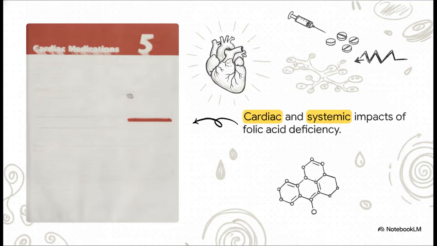You know, it's actually pretty interesting. You'll often find folic acid grouped right next to cardiac and systemic medications in your clinical references. And why is that? Well, it's because a deficiency doesn't just cause a simple anemia. It creates this widespread, cascading systemic effect. We're talking about elevated homocysteine levels, which are directly linked to significant cardiovascular risks. So treating a folate deficiency is truly about protecting the entire systemic health of the patient. It's a real game changer.